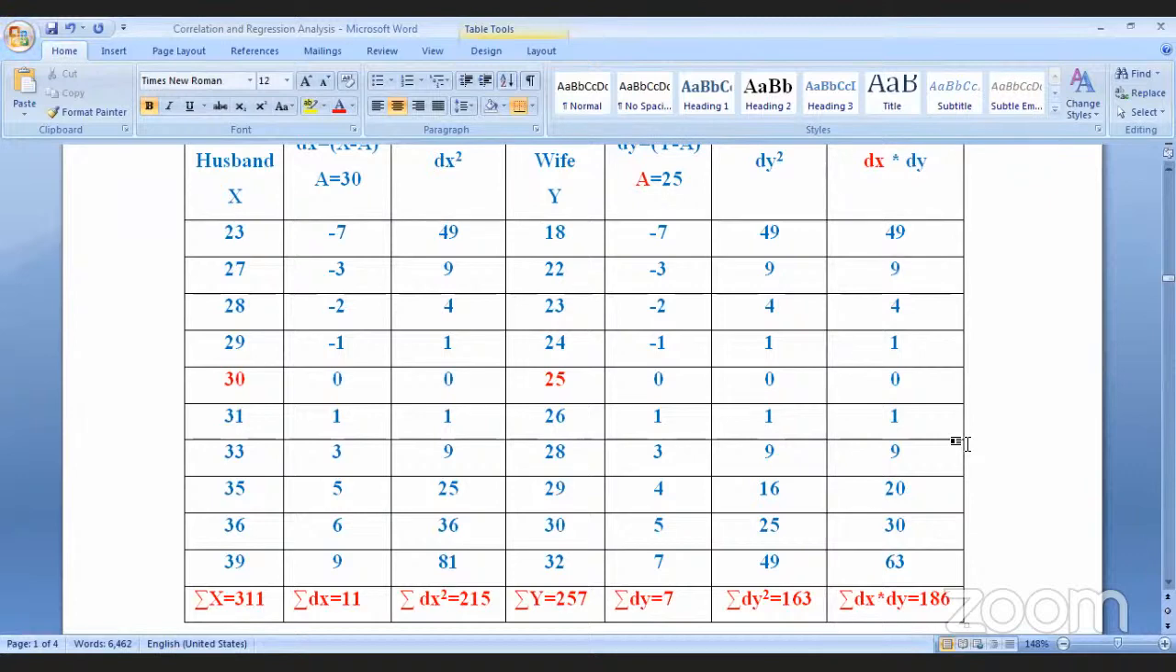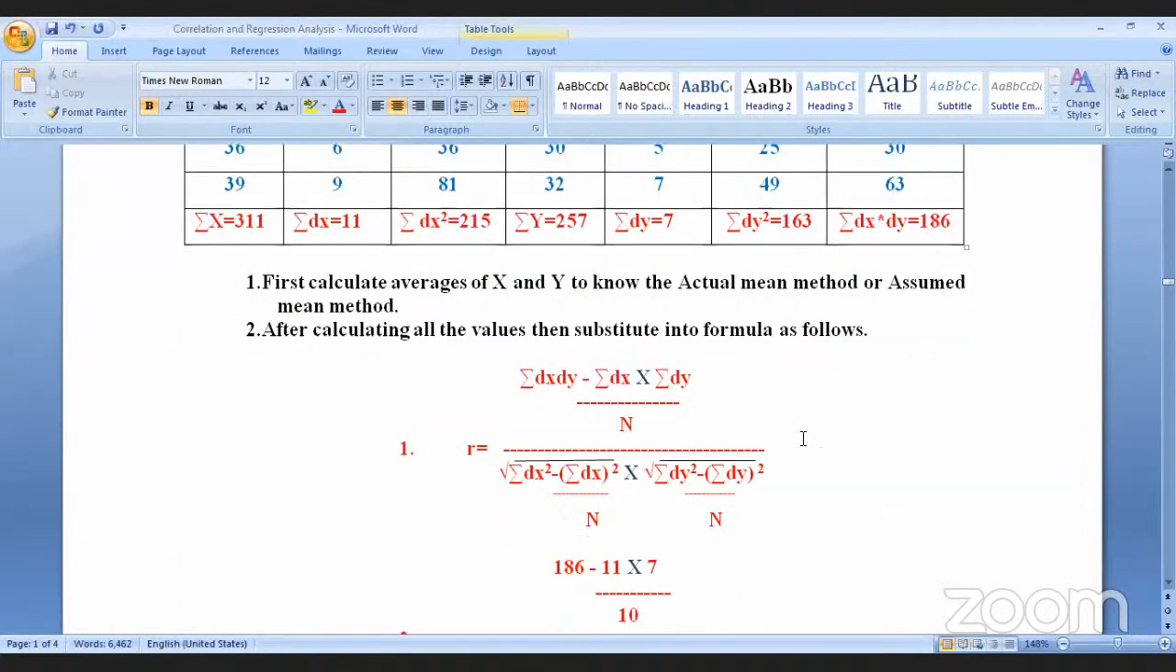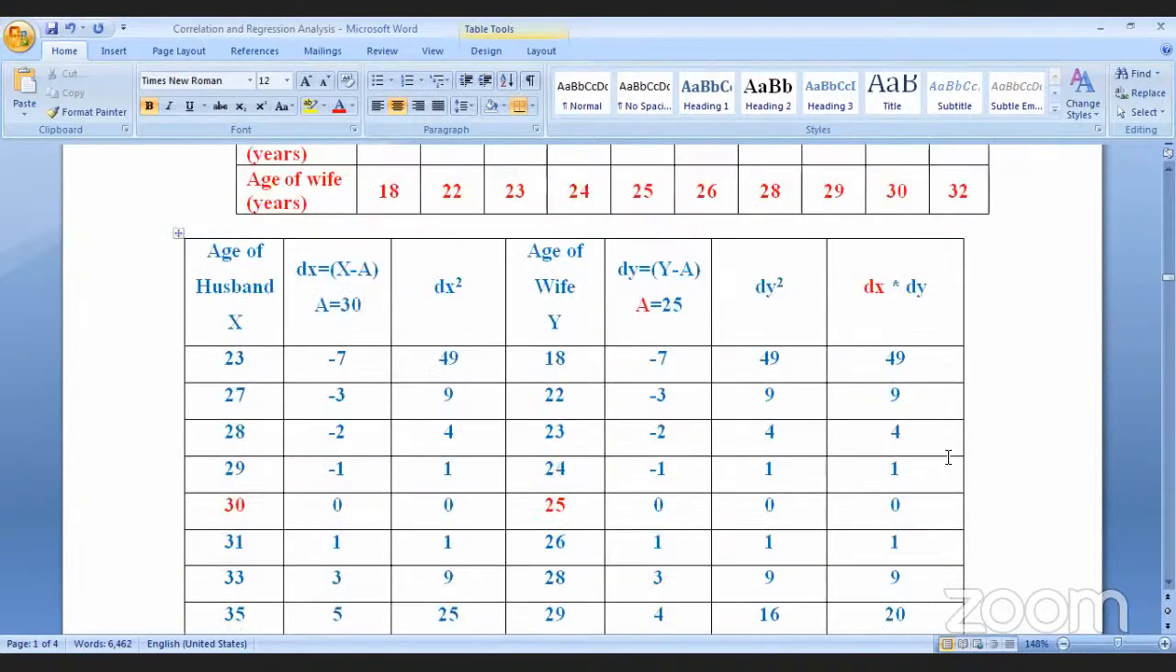So what is our formula? Sigma dx dy minus sigma dx into sigma dy by n, under root sigma dx square minus sigma dx whole square by n, into under root sigma dy square minus sigma dy whole square by n. So this is the formula. According to this formula, all the values are here. Sigma dx dy is equal to 186 here.